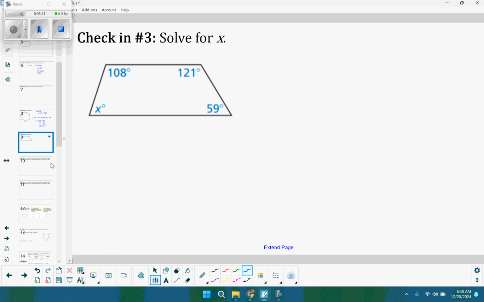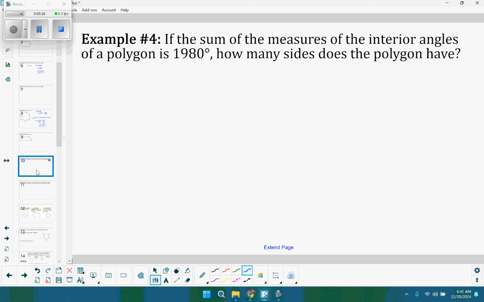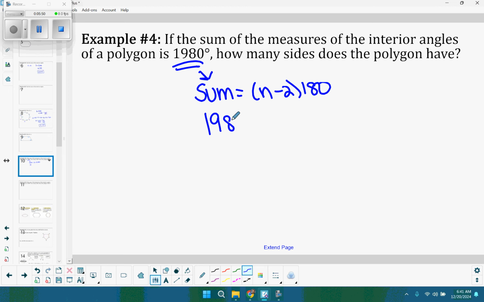So here's a check-in for you to try. Pause if you'd like. Answers posted on Google Classroom. So for example 4, we're going to work backwards now. If the sum of the measures of the interior angles of the polygon is 1980, how many sides does the polygon have? So we're going to take our formula for the sum, and we're going to put 1980 in for the sum. And I need to solve for n.